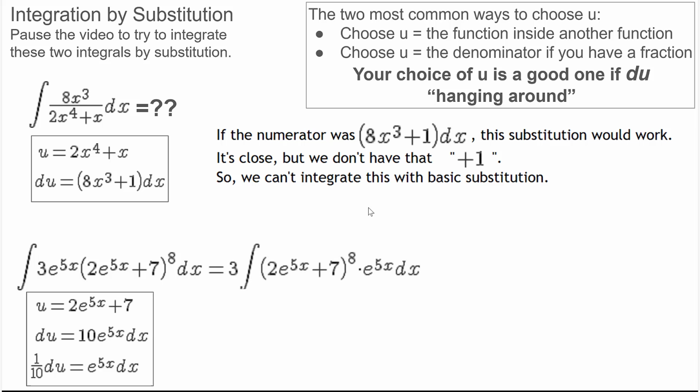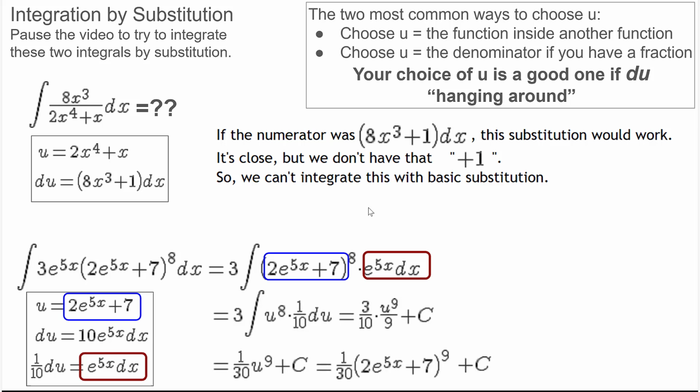And I'm going to move things around a bit, bring the 3 outside. So 3 integral quantity 2e to the 5x plus 7 to the 8th times e to the 5x dx. And the reason I did that was I wanted it to be really clear that e to the 5x dx is that 1/10 du. So now I make my substitution. Instead of 2e to the 5x plus 7 to the 8th, I now have u to the 8th. Instead of e to the 5x dx, I now have 1/10 du, and of course I'm integrating that with a 3 in front still. I'll move that 1/10 out to the front, 3/10, and the integral of u to the 8th is u to the 9th over 9, and don't forget your plus c.